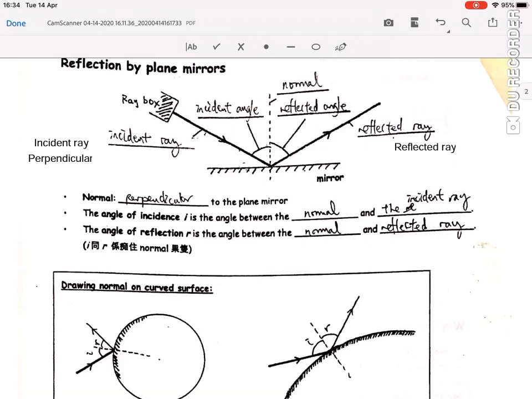So in here, make sure you know the one coming in, we give it the letter I, and the one refracted, we give it the letter R to indicate that it's called the refracted angle or the angle of refraction.